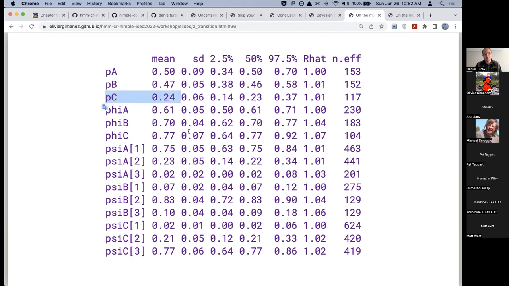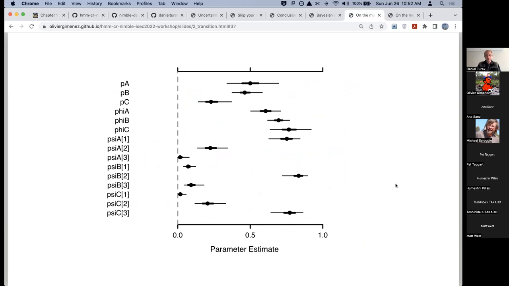About transitions, if you're in site A, you're more than likely to stay there. If you're in site B, you're quite likely to stay there. If you're in site C, you're quite likely to stay there, et cetera. But here are the posterior inferences for transitions, survival, and detection within each of the three states. Here's a plot looking at those.